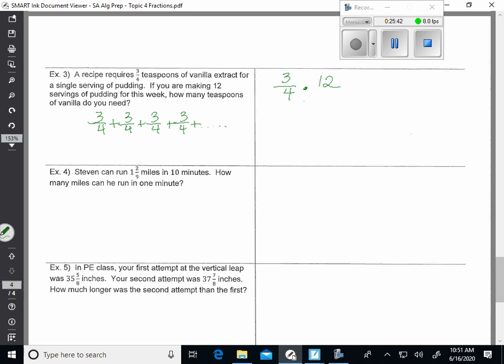So let's follow our multiplication steps. First thing we're going to do is take 12 and make it a fraction. So this is now 3/4 times 12 over 1. Now we multiply. 3 times 12 gives us 36. 4 times 1 is 4. And 36 divided by 4 is nice and neat. That's 9. So your answer is 9 teaspoons.